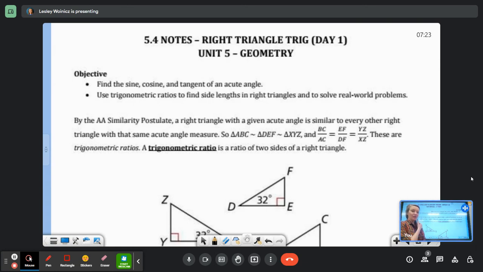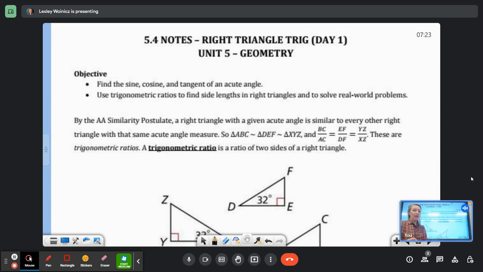Hey, today we're going to start some right angle trig. We are going to find and use the sine, cosine, and tangent of an acute angle. And we're going to use our trigonometric ratios to find side lengths in right triangles and solve some problems.